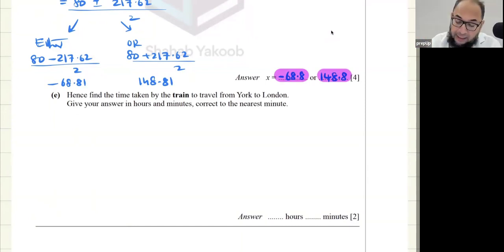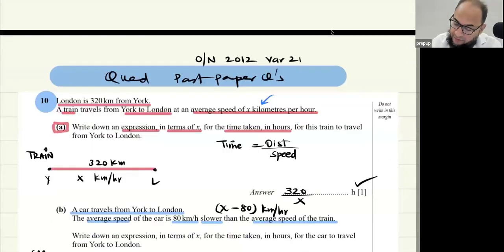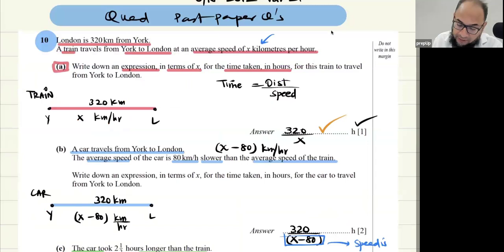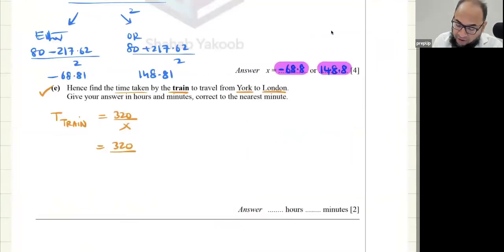Now it says, hence find the time taken by the train to travel from York to London. So time for train, I think that is 320 over x, right? That is the first one. That is for the train. And it says over here, 320 over this value, that is 320 over 148.81. Use 2 dp value, decimal place value.